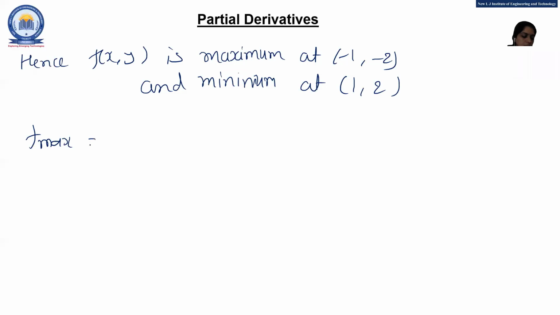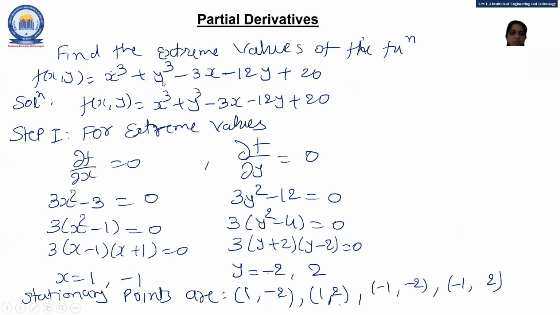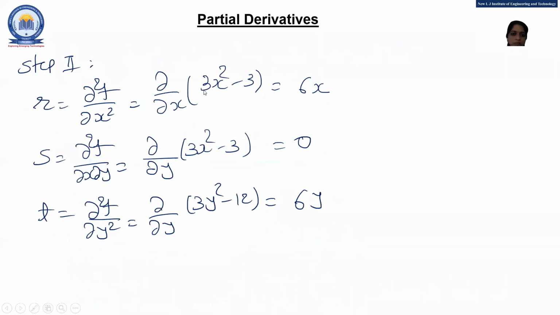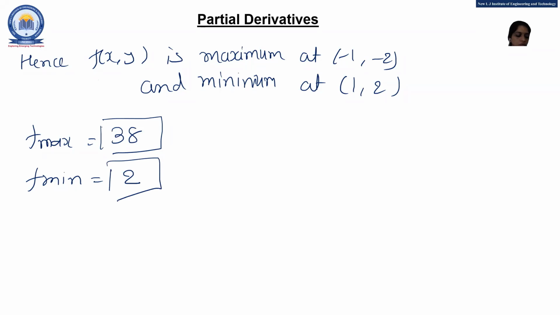So f maximum is, what is our given function? That is this one, x cube plus y cube minus 3x minus 12y plus 20, right? So I'm directly writing the answer here. My f maximum value is 38 and f minimum value is 2. By putting minus 1 and minus 2 in my original function, I got my maximum value 38, and by putting 1 and 2 in my original function, I got minimum value 2. So these are the extreme values of the given function.